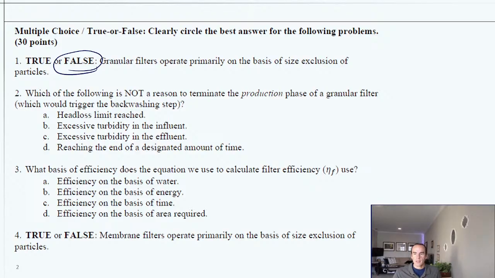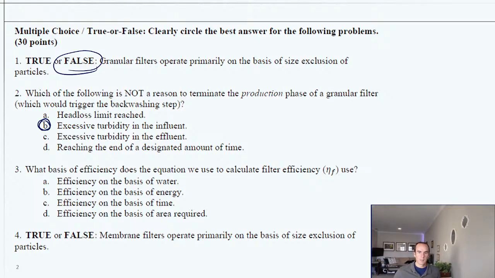Next up, which of the following is not a reason to terminate the production phase of a granular filter? So which one would not trigger a backwashing step? Head loss is a common way to do it. Turbidity in the influent doesn't really matter. It's supposed to be removing that. It would be the turbidity in the effluent that would cause a stop of treatment. In the influent, that's going to be variable. Maybe it's a concern, but it's really what's in the effluent that matters.